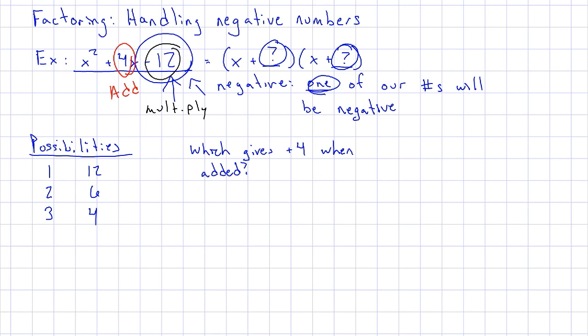So let's consider the 1 and 12. If the 1 was negative, 12 minus 1 is 11. And if the 12 is negative, negative 12 plus positive 1 is negative 11. So that doesn't give me my goal, which was this positive 4. So I know that it's not going to be this one. Then I consider my next one. Well, if the 2 is negative, negative 2 plus the positive 6, that's 4. Oh, look, well, that's what I wanted.